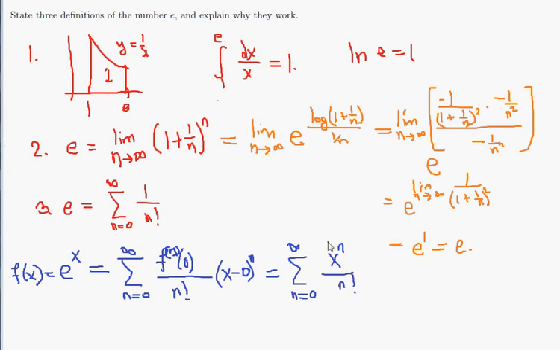And then plugging in x equals 1, pardon me, gives the third series in red. So these three very different expressions give the exact same thing for e, even though one's in area, one deals with interest, and one involves a power series.